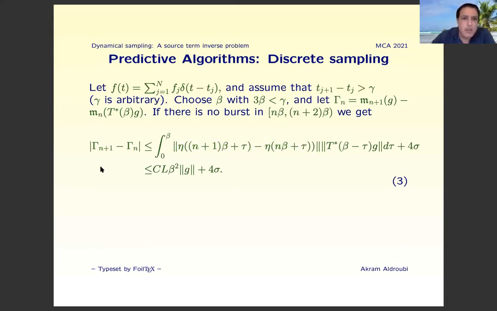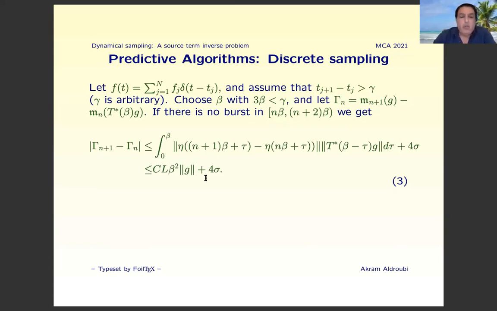This inequality, if you look at the difference between this and that at time n plus 1 and n, if there is no burst in the interval of size 2 beta, must be bounded by some constant times the Lipschitz constant, capital L, of the background noise, times beta square, which is a time step, times the norm of the vector G which I sampled, plus 4 times sigma. So you can do this calculation, and this is what you get when you compute this term right here. If there is no burst, then this difference must be small.